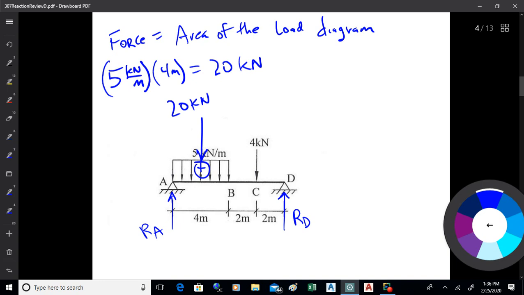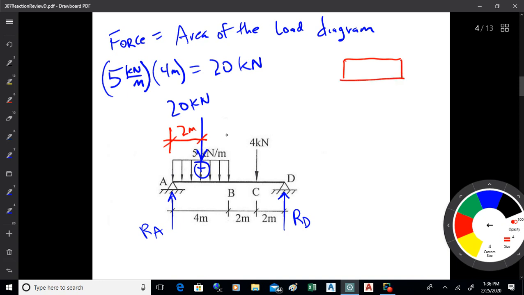Now we want to know where that is because we're going to take moments is what we're going to do. So we want to measure it here. Yeah, that's going to be 2 meters because for a rectangle, the centroid is equal to a distance of half the base over from one side or the other. That's how that goes for a rectangle, okay? So we're going to have that 20 kilonewtons times 2, and then once you finish it up and find RD and RA.